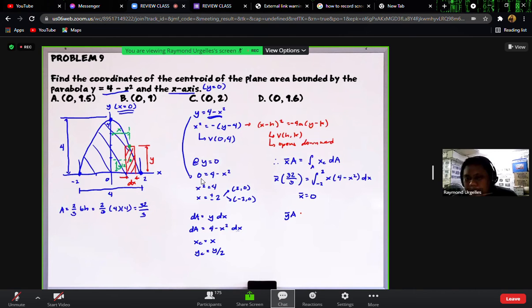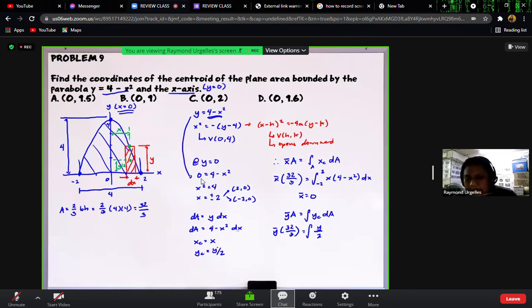Diba? Okay? So about y bar. Okay? So y bar times A is equal to integral ng y sub c dA, diba? So kaya y bar times 32/3. So this will be equal to integral, diba?